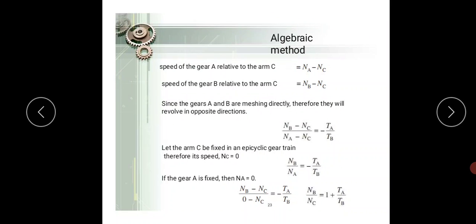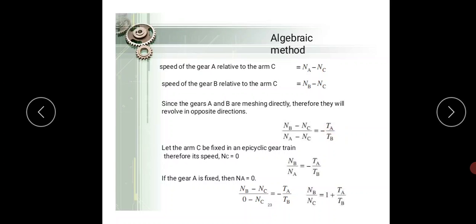In this algebraic method, the speed of gear A relative to arm C is Na minus Nc. The speed of gear B relative to arm C is Nb minus Nc. Since gear A and gear B are meshing directly, they will revolve in opposite directions. So (Nb minus Nc) divided by (Na minus Nc) equals minus Ta divided by Tb.